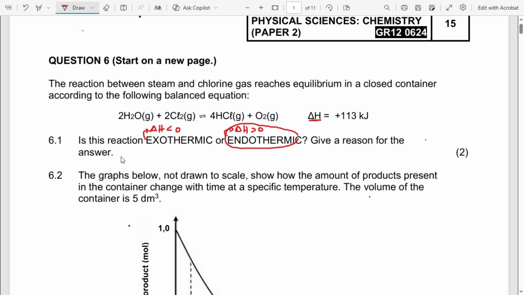So I'm going to take endothermic as my answer, then I need to give a reason. You can just tell the marker that the value of your delta H is positive, and you'll definitely get 2 marks for that. 1 mark for endothermic, 1 mark for the reason. A positive delta H means that heat is absorbed from the surroundings during the forward reaction. So you can just give it as easily as this. There will be 2 marks allocated for that.